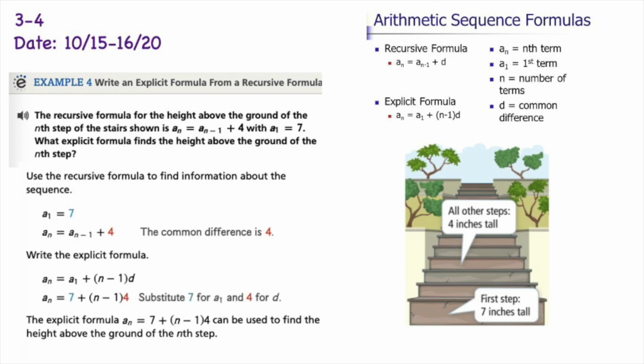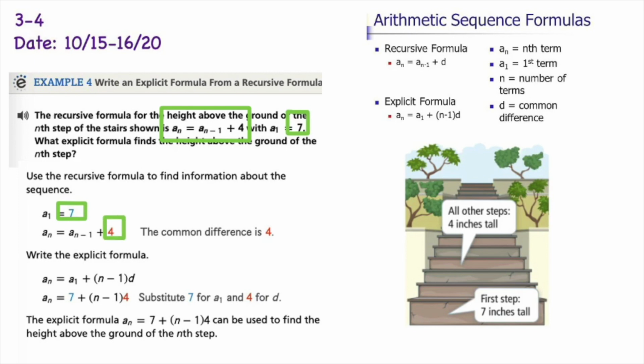We're starting out with the recursive formula, and we have to write an explicit formula. The recursive formula they gave us right here in the problem was a sub n equals a sub n minus 1 plus 4, where a sub 1 is equal to 7. That's what they stated right here. They're just stating what they were given in the problem. And we need to now convert it back to an explicit formula. So we know that a sub 1 was 7.